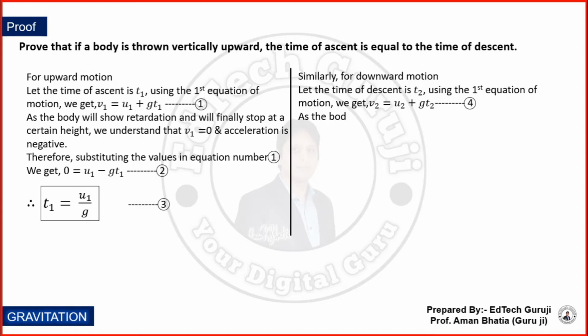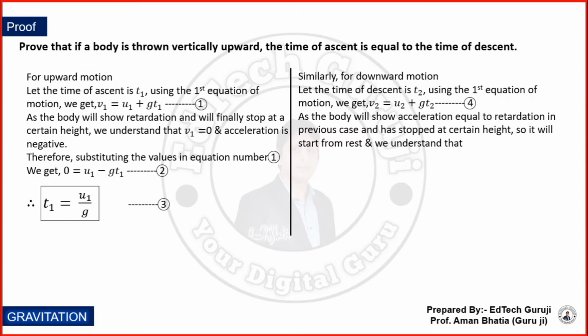So as the body will show acceleration equal to the retardation in the previous case and has stopped at a certain height, it will start from rest. So we understand that u2 is 0 and v2 is going to be equal to u1. How? I have given the condition that acceleration is going to be same as retardation.